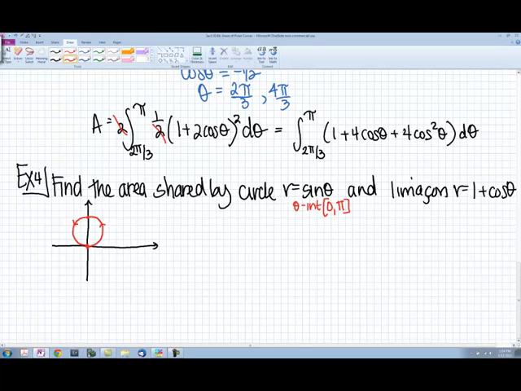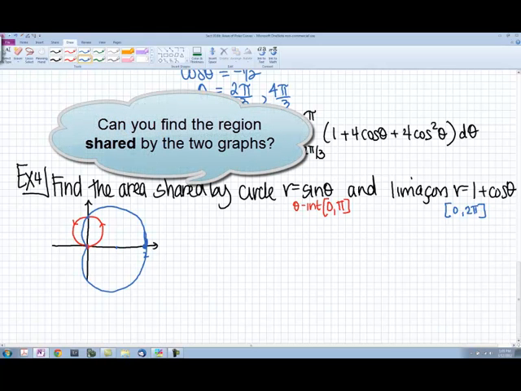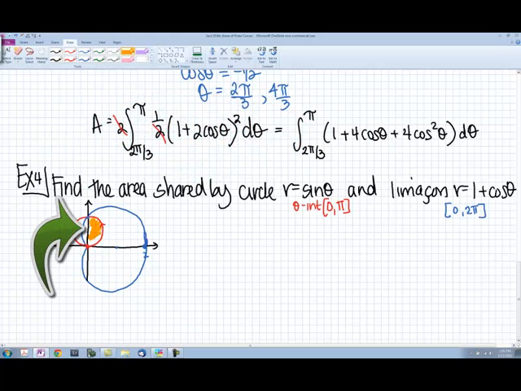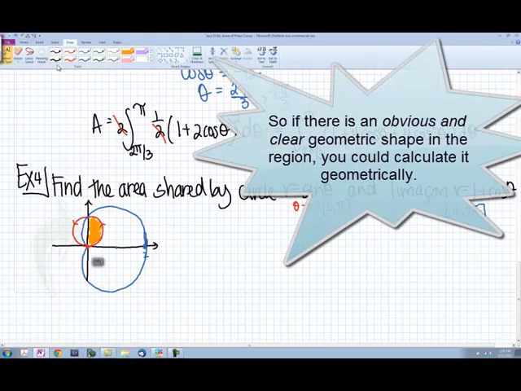What about 1 plus cosine theta? It's actually going to cross around. When theta equals pi over 2, we have 1, so I know it's actually going to cross right here. So I want the area of the region shared by the two. Look at this section just in here. That section is a semicircle. It is half of a circle with radius 1. 1/2 of 1 squared. It'll be 1/2 pi.